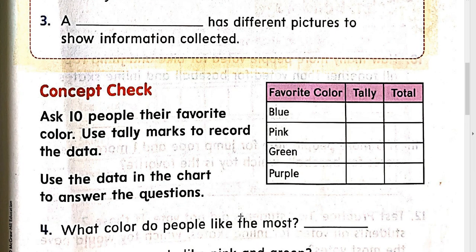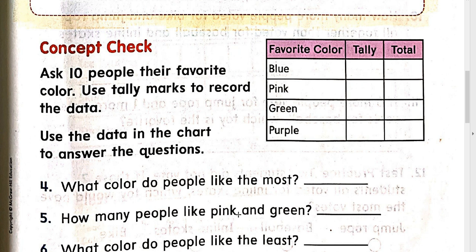Let's do the second question. Before you answer any questions, grade 2, please read carefully the title of the question, okay? Ask 10 people their favorite color. So how many people do you need to make the survey for? 10. Use tally marks to record the data. Now please do this part of the question first. In this tally chart, you use the tally marks to record the data of 10 people. The total of the tally marks or the total of numbers you're going to write here should be 10. You can pause the video and finish it.